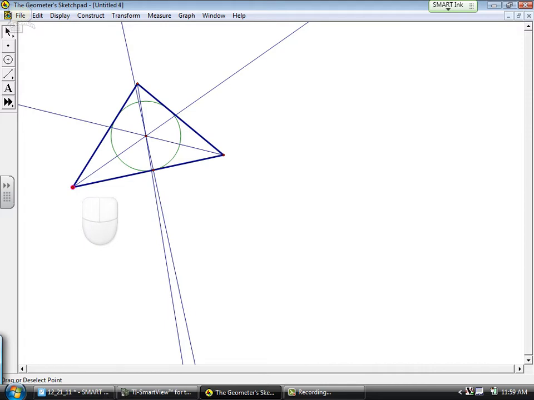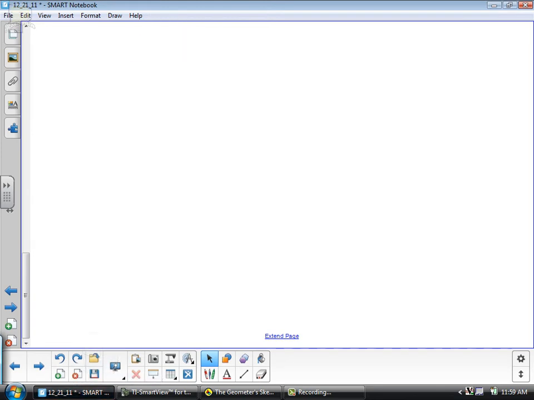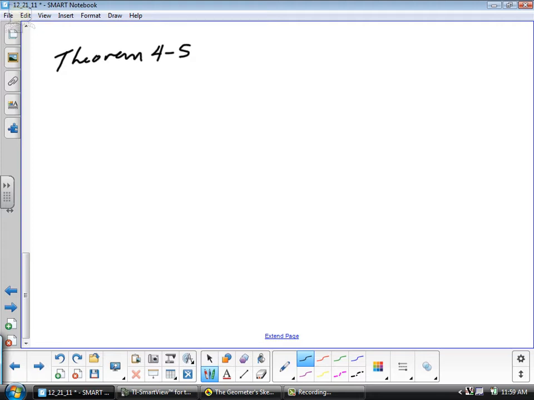Now, our first theorem we're going to work with, Theorem 4-5, deals with the point on the perpendicular bisector of a segment. If a point lies on the perpendicular bisector of a segment, then the point is equidistant from the endpoints of the segment.